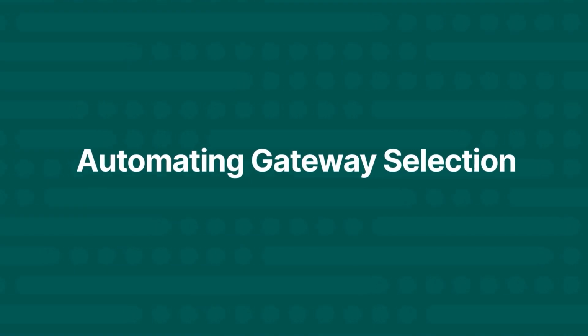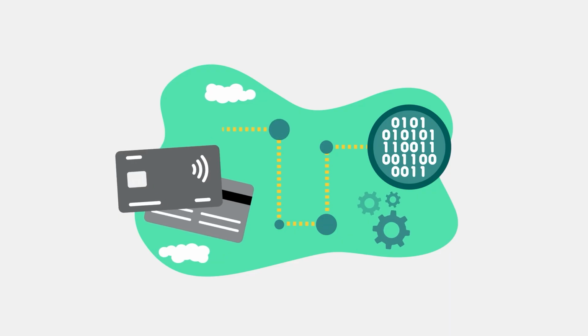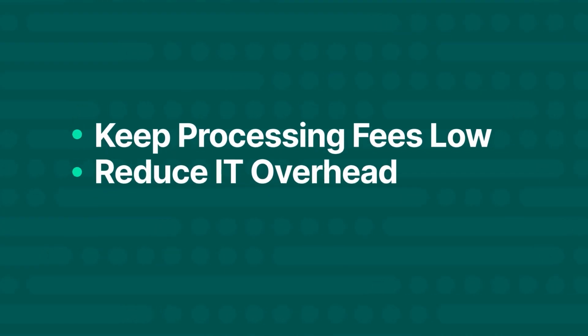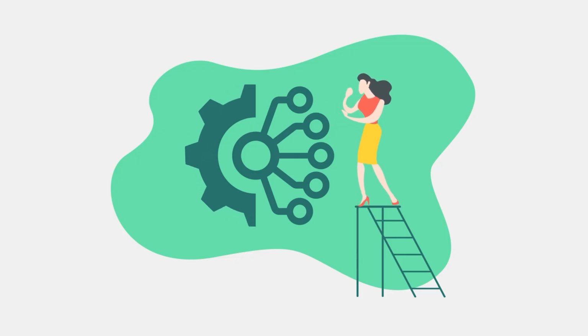Well, what about automating gateway selection entirely? Let's say our business uses 5 different gateways, and we need to select them based on a combination of different factors like transaction amount, location, and so on. Well, that's exactly what our Smart Payment Routing feature is built for. It's a key way to keep processing fees low, reduce IT overhead, and increase your authorization rates by automating payment gateway selection for every payment in your org. Whether you're using 1 or 10 payment gateways in Salesforce, Chargent simplifies the process, offering flexibility, automation, and efficiency.